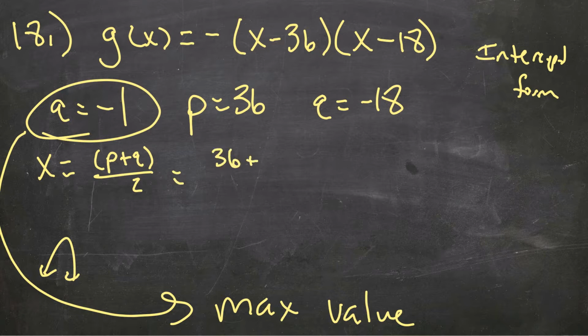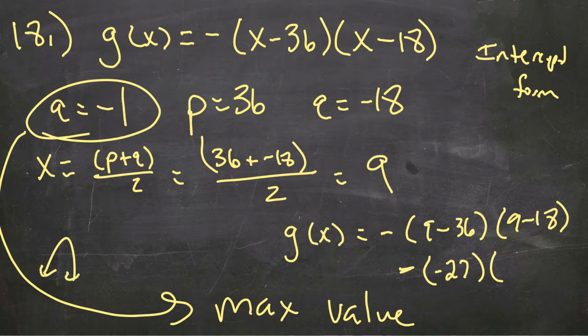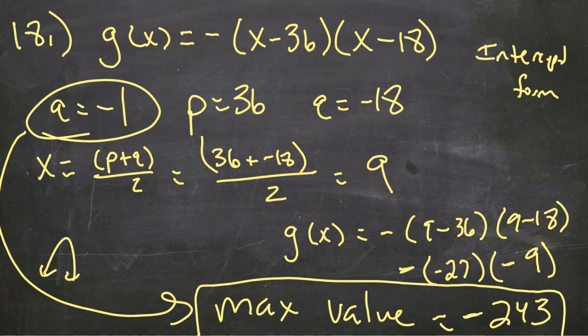So I get 36 plus negative 18. Remember, you do that first, all over 2. So I get 18 over 2, which is 9. I'm going to plug 9 in. So I get G of x or y equals negative 9 minus 36, 9 minus 18. I get minus 27, minus 9. Negative times a negative is a positive. Positive times a negative is a negative. 27 times 9 is 243. So I get negative 243. And that's it for 18.